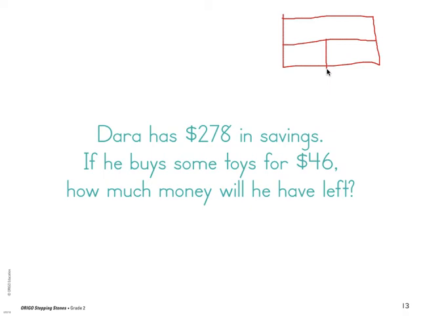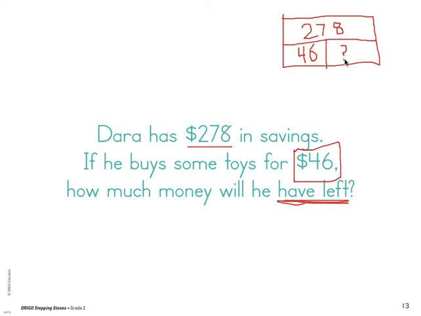What do we know? Call it right out. Pause the video if you want some more time to think about it. We know that Dara has $278. Okay? And we know that he is spending 46 of it. That makes 46 a part. What are we looking for? We're looking for how much money he will have left. So we are looking for that other part.